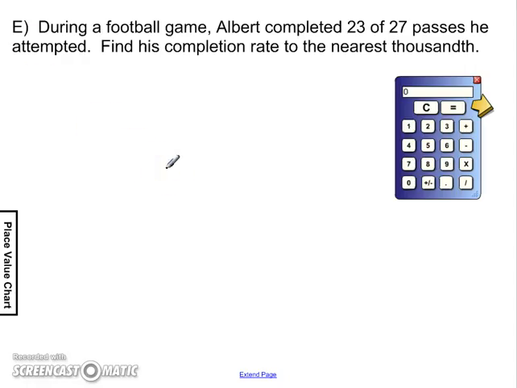During a football game, Albert completed 23 of 27 passes he attempted. Find his completion rate to the nearest thousandth. Now that gives me a fractional idea: 23 out of 27. The problem here is 27 doesn't really go into 100 evenly, so I'm probably going to have to do some division. Yes, I could set it up and do the long division method, 23 divided by 27. I am not going to do that in this particular case. I'm going to cheat and use a calculator.